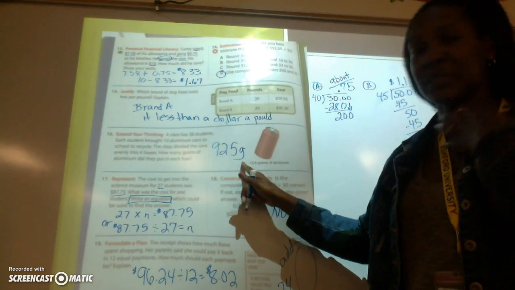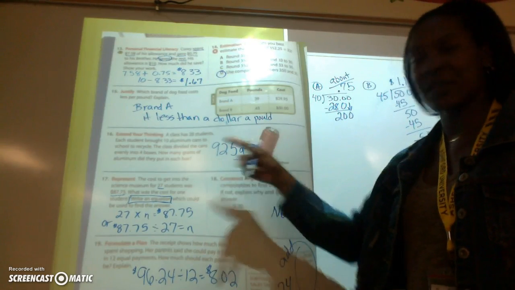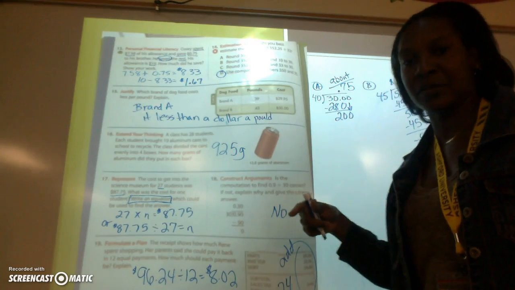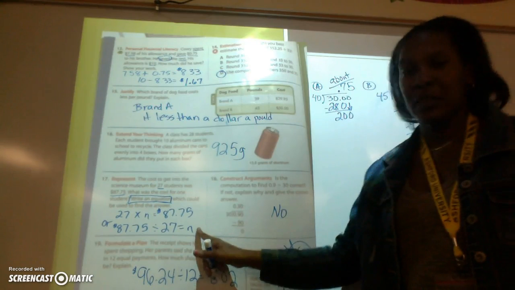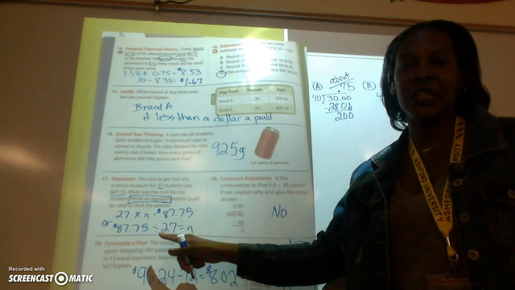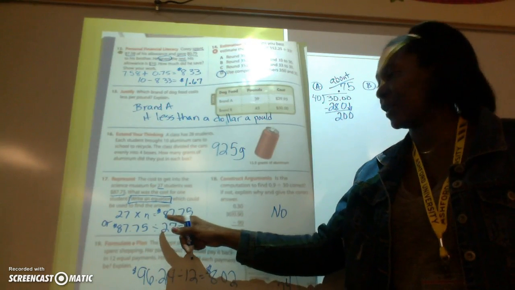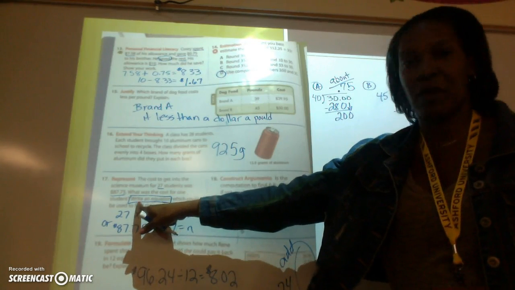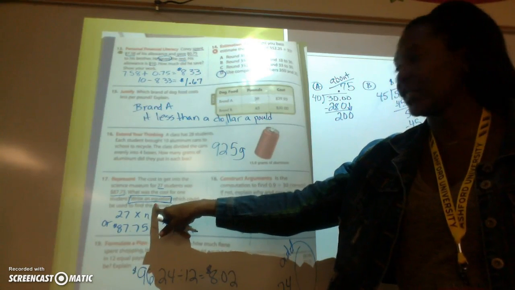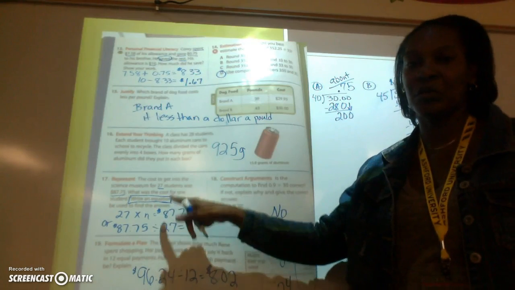925 grams was the answer for that one. For the sake of time, I'm just going to go through and give you the answers for these. This one, you had to find the equation. I know many of you wanted to solve it. It did not ask you to solve. It said write an equation to show how you would solve it.